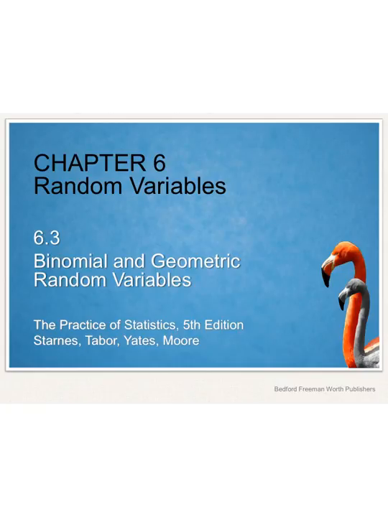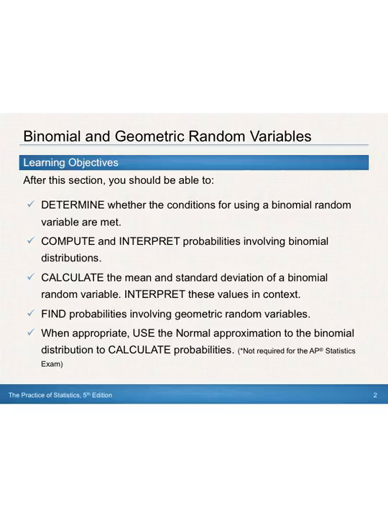Here's the last section of Chapter 6 where we're going to learn how to find the standard deviation of binomial random variables and what they mean, as well as a new type of random variable, geometric random variables. We're also going to learn a little bit about how binomial random variables, after lots and lots and lots of trials, start looking normal. And how we can use that and when we can use that, but that's not required for the test.